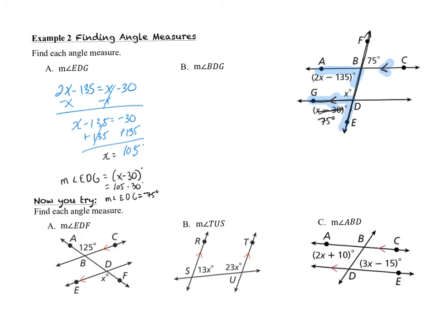Think about this. If this angle is 75, then this angle is also 75 because they're vertical angles. If this angle right here is 75 degrees, then the x is a linear pair with that, and so it's 180 minus 75, so that's 105 degrees. So the measure of angle BDG is 105 degrees.